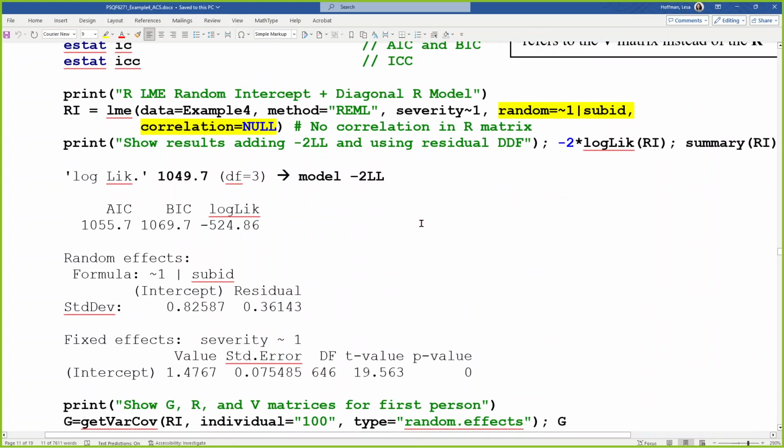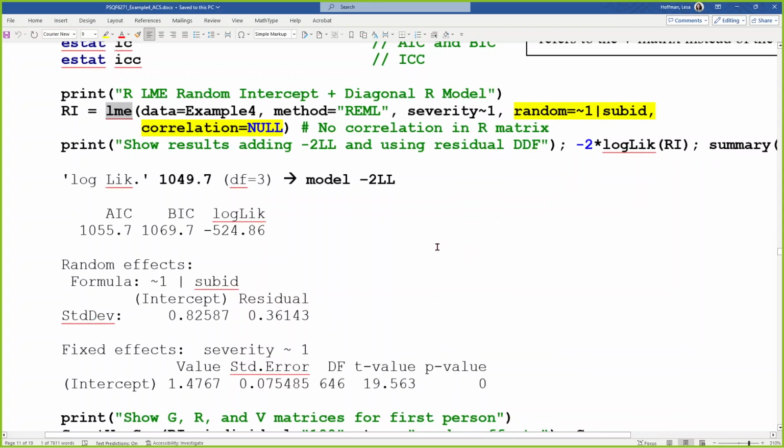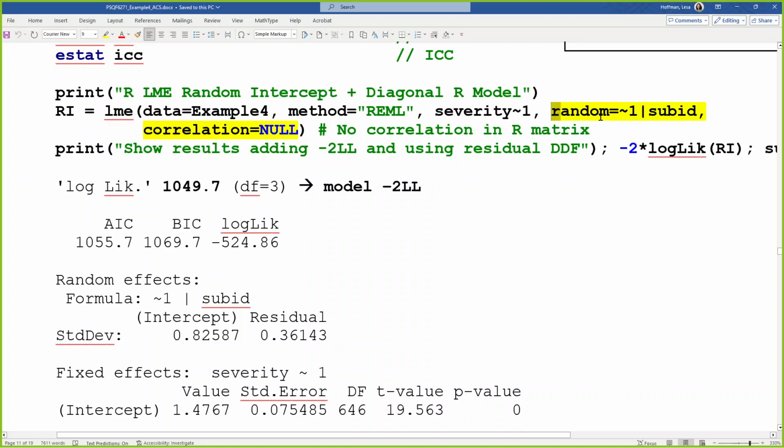In R, I had to switch to a different package and a different function. I'm using the nlme package and the lme function within it. That is because that is the only way I have seen to have both random effect variances and correlation patterns at the same time in R. The other ones don't allow both. I think gls technically does, but this one works just fine. So the model setup is a little bit different. We pick up this additional option, random equals squiggle 1 bar sub ID.